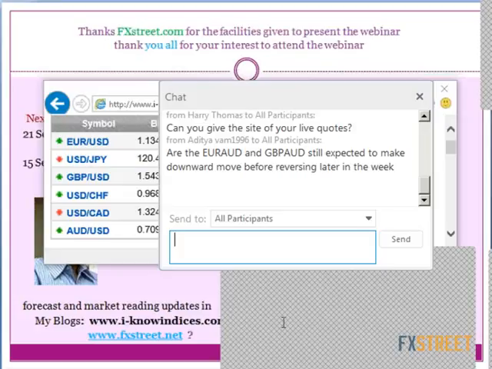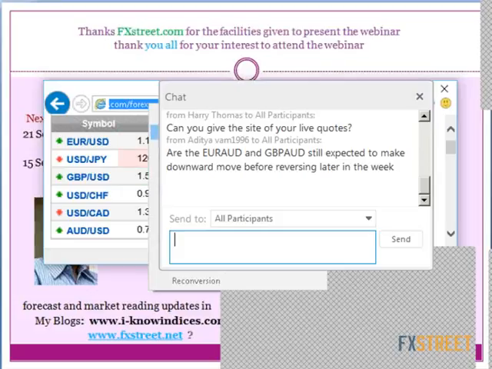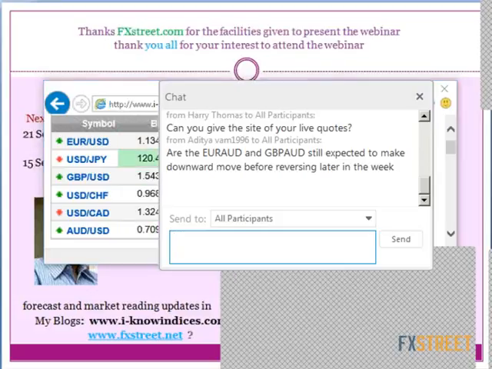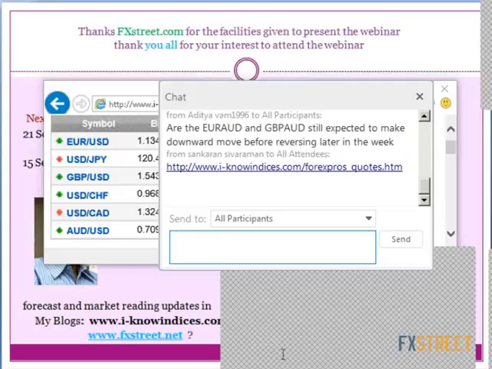Then, Harry, can you give the site of your live code? You're asking for the link. Okay, I just gave it in the chat window.